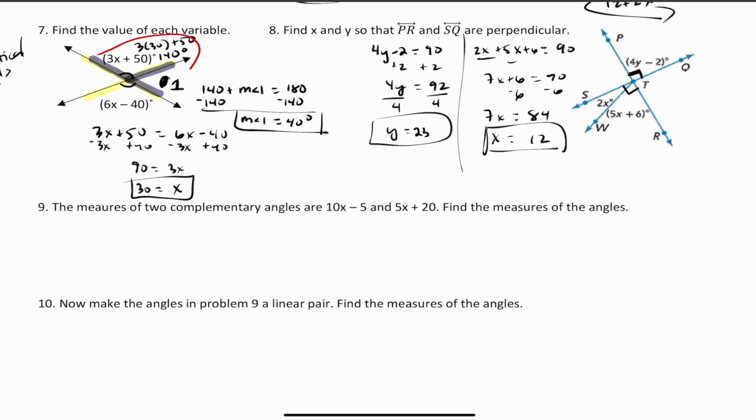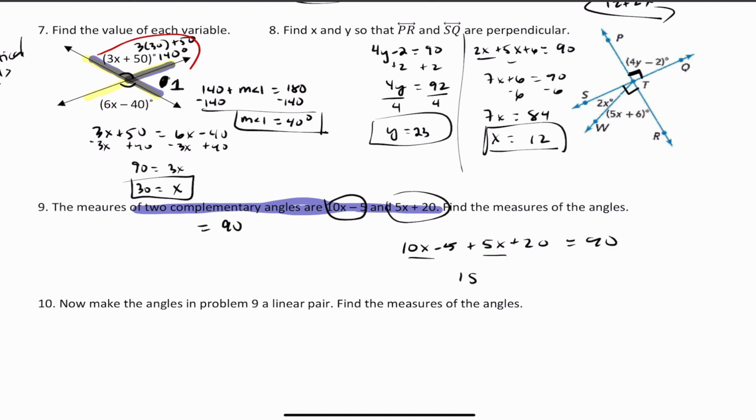The measures of two complementary angles are 10x minus 5 and 5x plus 20. Find the measures of the angles. Okay, so I got two angles here, two complementary angles. That means I got to set that equal to what? 90 degrees, because complementary means add the two angles and set that equal to 90 degrees. So I have one expression here and the other expression here. Okay, so 10x minus 5 plus 5x plus 20 is equal to 90.